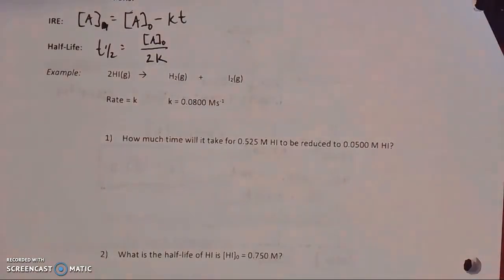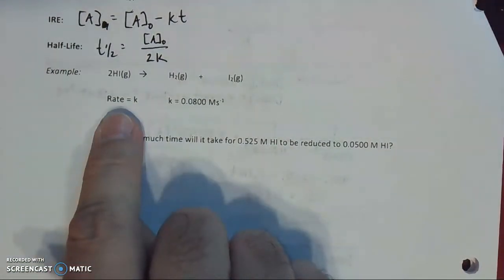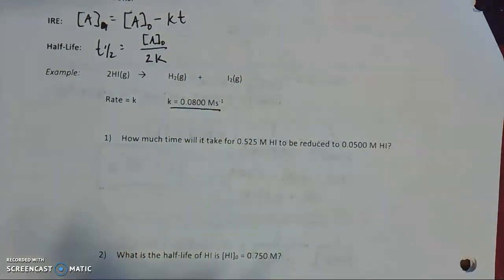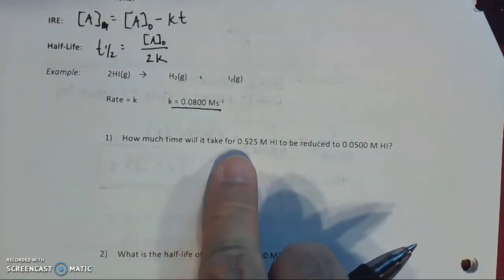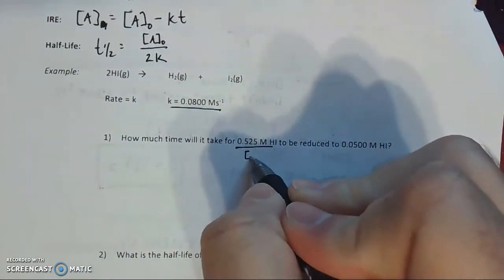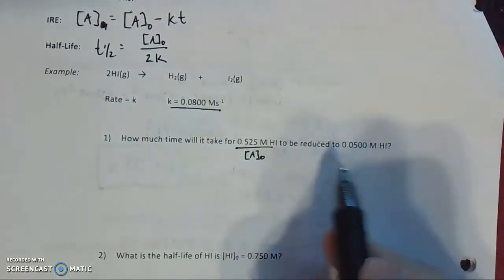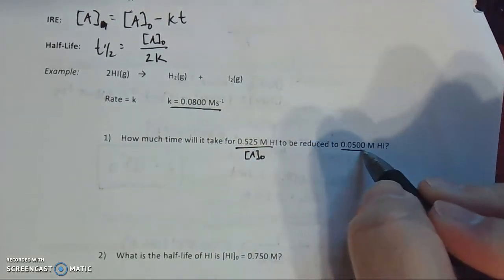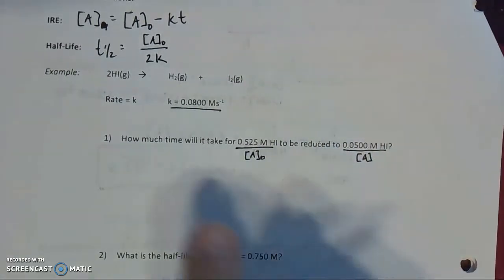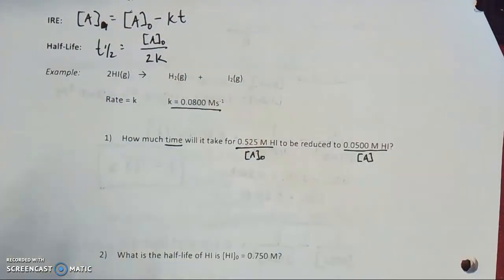So moving back to our two equations here. We know that this is zero order. We know that we're given a k value. How much time will it take for 0.525 molar HI to be reduced to this amount? So here is our original concentration, here is our A, and how much time, there's our variable.